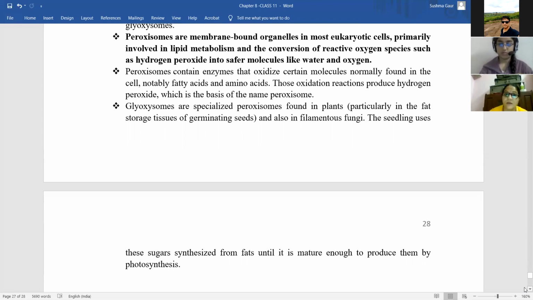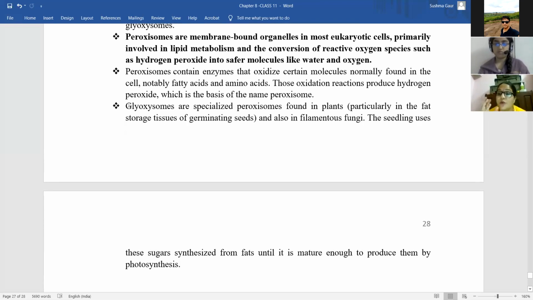They are present particularly in fat storage tissues of germinating seeds. So glyoxysomes will be found in the germinating seeds, and they will be found in filamentous fungus as well. The seedling uses these sugars synthesized from fat until it gets mature enough to produce them by its own photosynthesis. So what do glyoxysomes do?